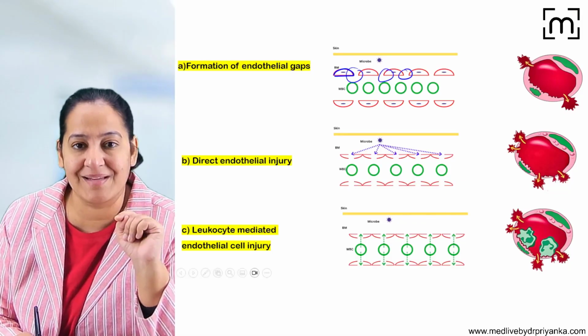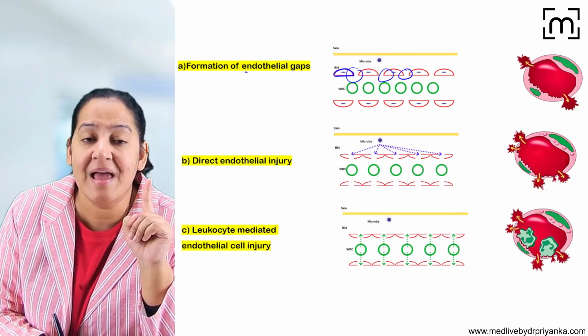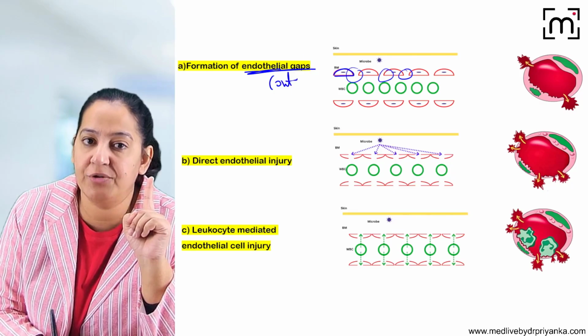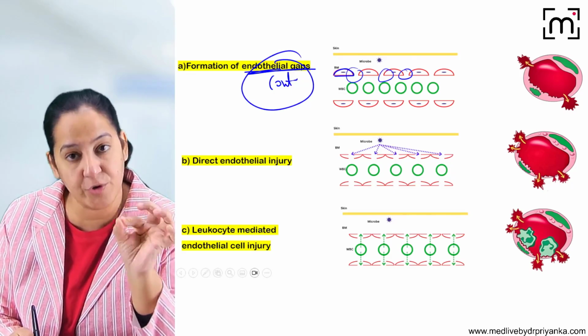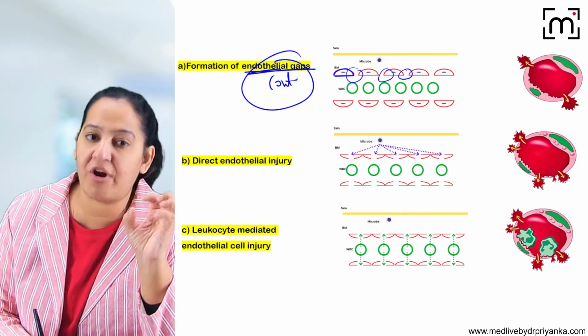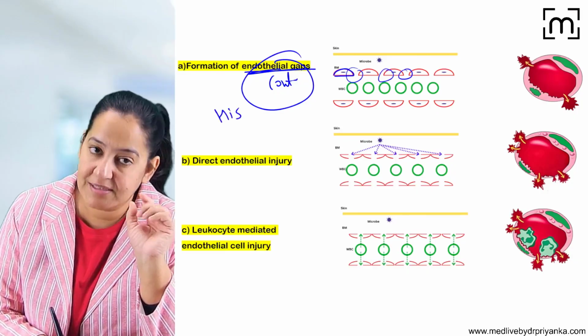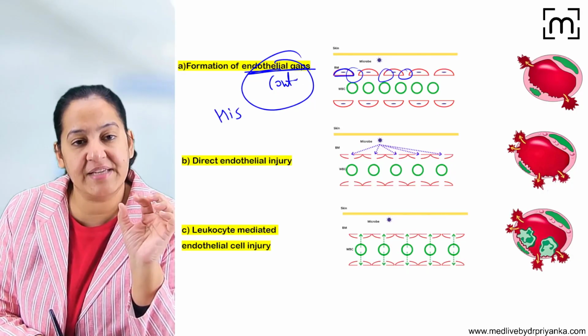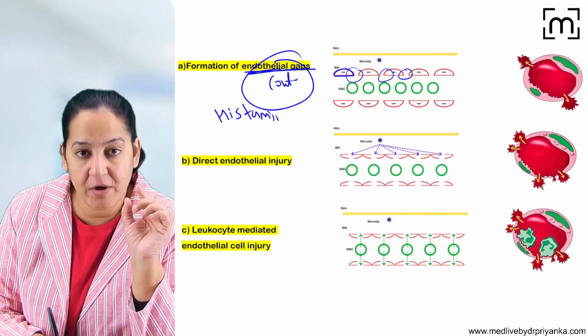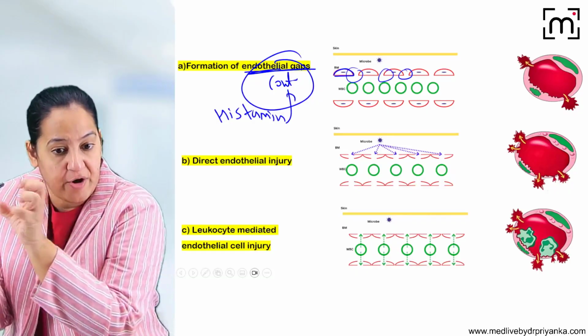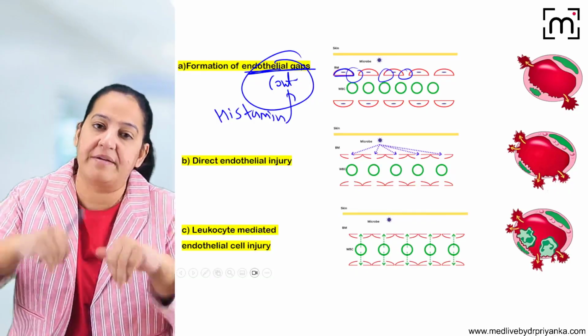This is the most common mechanism. The name of the mechanism is endothelial cell contraction. The gaps are formed due to endothelial cell contraction. Who is causing contraction of the endothelium? It's histamine. There is a mediator which is required, and the name of that mediator is histamine. Because of histamine, the endothelial cells contract, so the gaps are created at the junction.